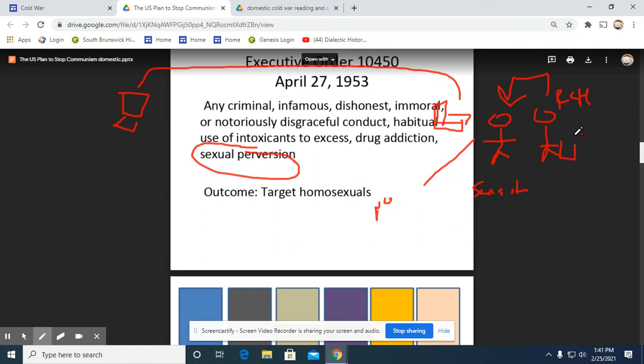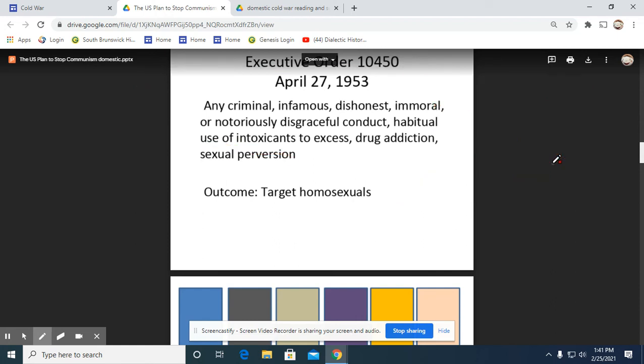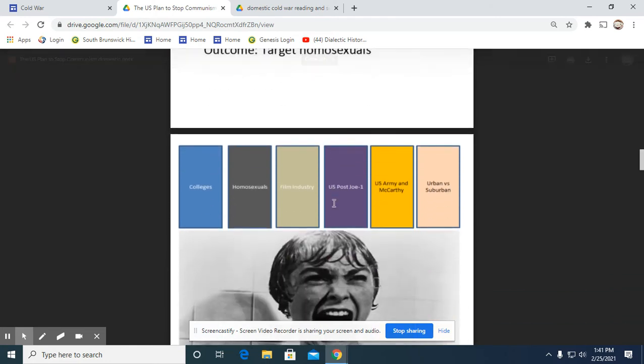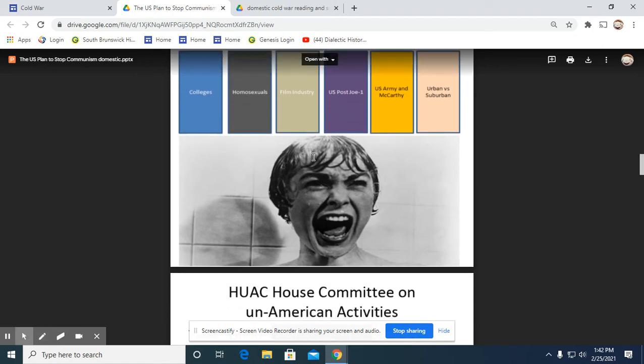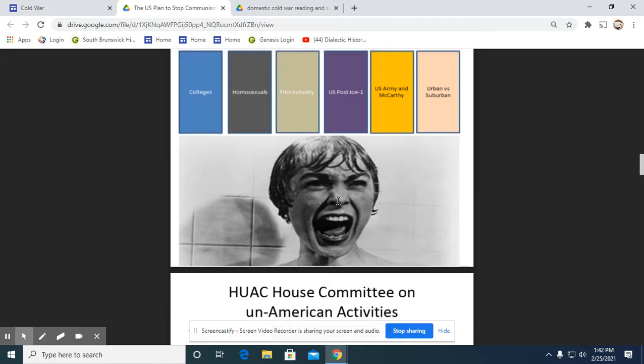And maybe he has a photograph of this individual engaging in an act of sexual perversion. That would mean that that person is vulnerable to being blackmailed. And that seems to be the issue with Executive Order 10450. So you want to put down under homosexuals, the Executive Order 10450. Notice how I continue to use the image from Psycho.